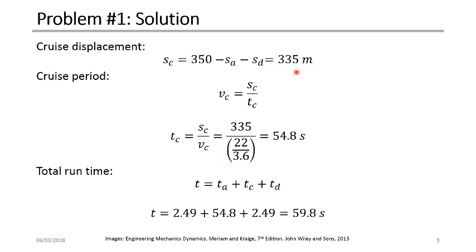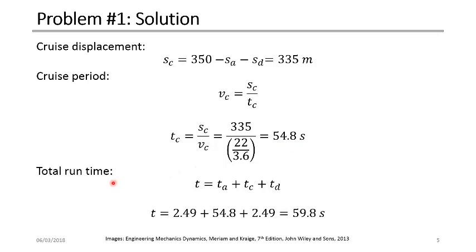During the 335 meters, the elevator moves with a constant speed of 22 kilometers per hour. We can find the cruise period using just the standard velocity equation. The velocity is equal to the displacement divided by the time. So the time t sub c is equal to the cruise displacement, which is 335, divided by the cruise speed, which is 22 divided by 3.6 in meters per second. So the period for the cruise is 54.8 seconds.